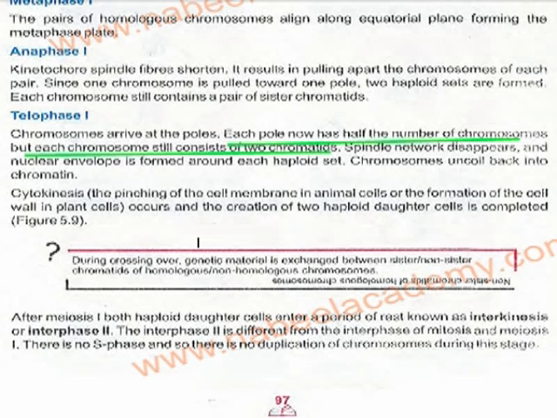After meiosis, both the haploid daughter cells enter a period of rest, which is known as interkinesis and interphase 2. The interphase 2 is different from the interphase of mitosis and meiosis. There is no S phase, there is no duplication of chromosomes during this stage.